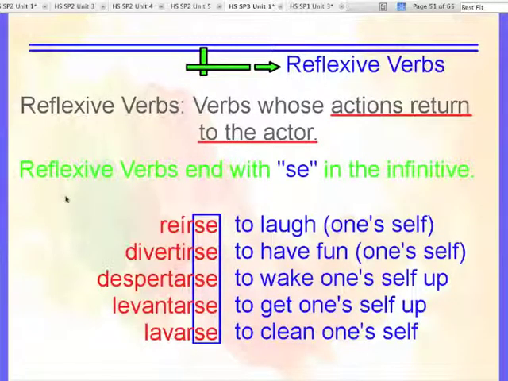So, reflexive verbs in the infinitive form all finish with the reflexive pronoun se: reírse, divertirse, despertarse, levantarse, lavarse. One of the tricks with these verbs is that not only do you have to conjugate the verb itself, like reír, divertir, despertar, but then you also have to conjugate the reflexive pronoun. Okay, it's a two-step process when conjugating reflexive verbs.